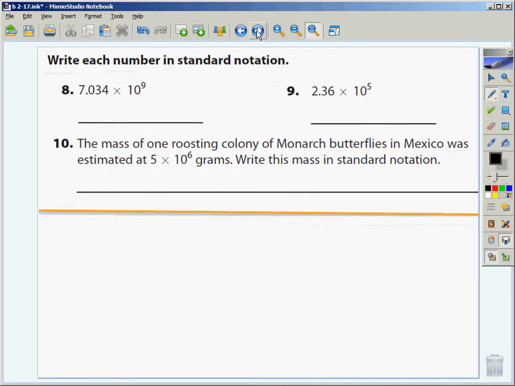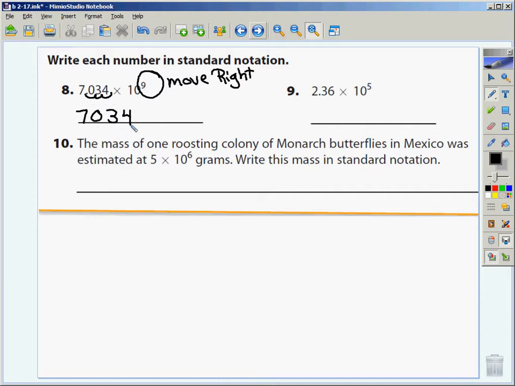We also need to know how to go the other direction. How do we get something that's in scientific notation back to standard notation? I'm not necessarily going to add that many zeros, but I am going to move the decimal that many places. I'm going to move the decimal to the right if that's a positive number. How many places? 9 times. 9 times. So, 7, 1, 2, 3.